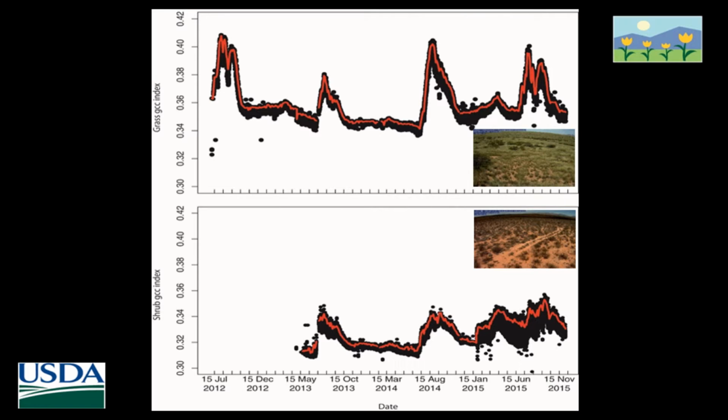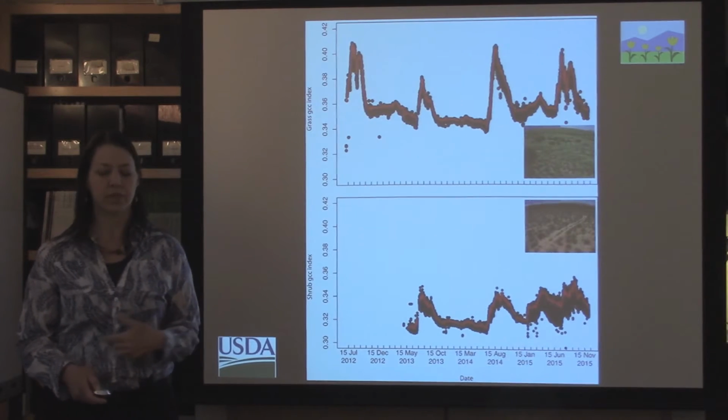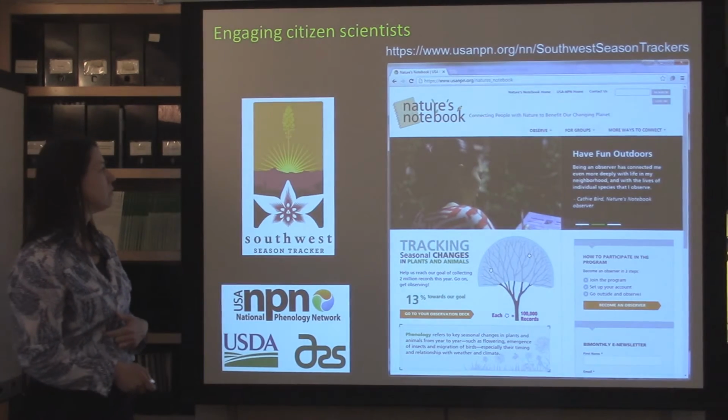These are greenness responses from Lehmann lovegrass in the top panel and creosote shrubs in the bottom panel. There is an eddy covariance tower co-located with these observations, so we can link it to carbon flux, as well as enhance our interpretations of the factors that are driving these patterns.